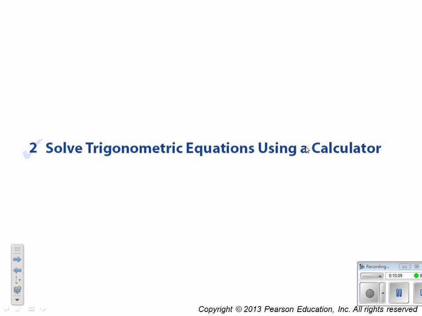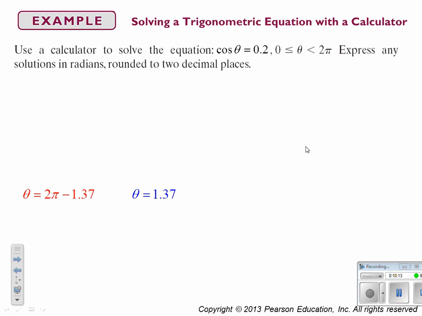All right, we can also use our calculator to do the same thing. If we're trying to solve cosine theta equals 0.2, we go inverse cos of 0.2, and we get approximately 1.37.